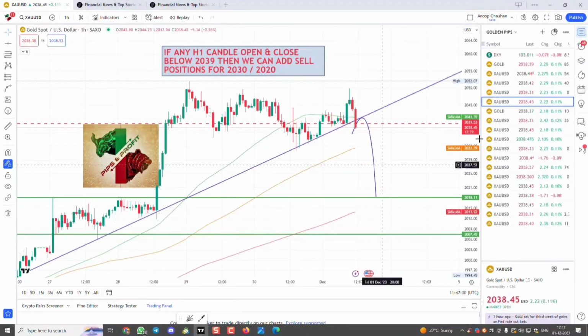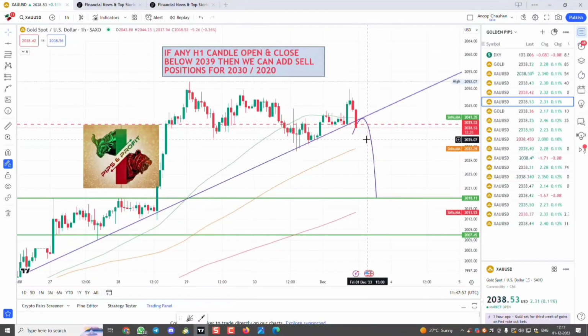If you look at this chart, this is the trend line which yesterday was also respected, and now the market is below this zone, which I already said. If any H1 candle opens and closes below 2039, then we can add sell positions for 2030 and 2020, and fresh selling also can be added from this zone if any H1 candle opens and closes below 2039. Correct. So you can add positions over here if the market sustains below this zone, right? Then fresh selling also you can add. And the TPs, which I already said, 2030 you can expect, and then further below 2020 or maybe lower, right? The targets are already mentioned over here.